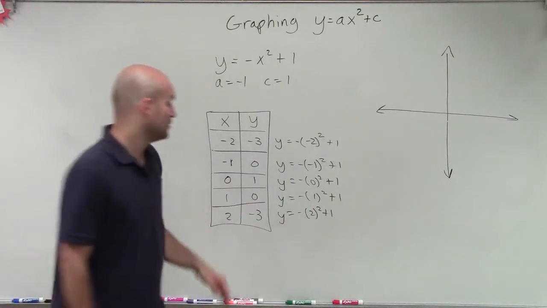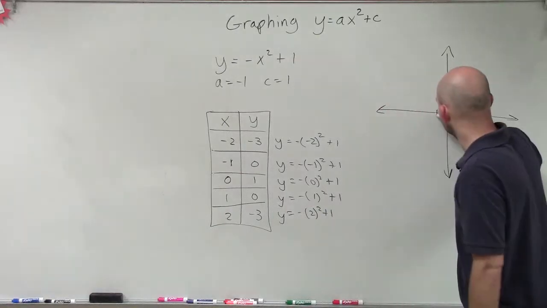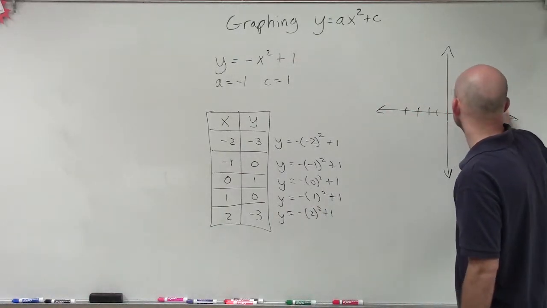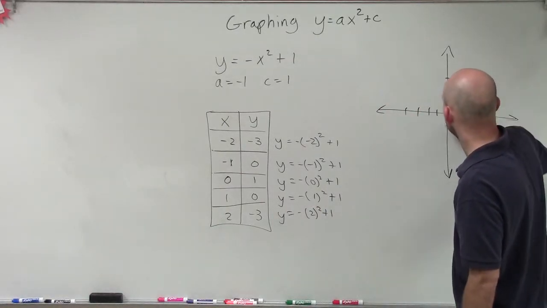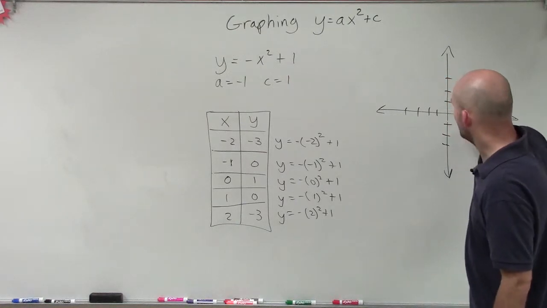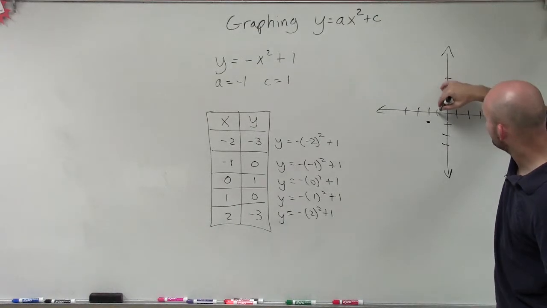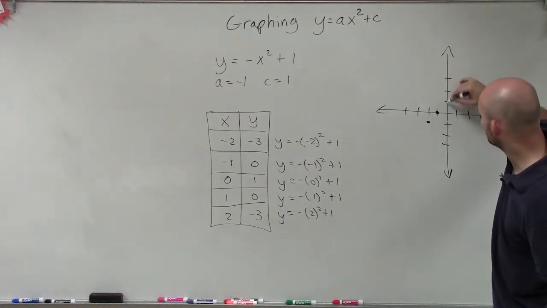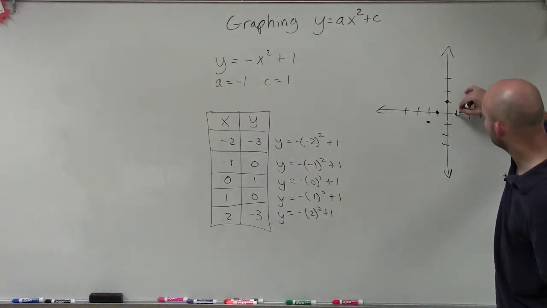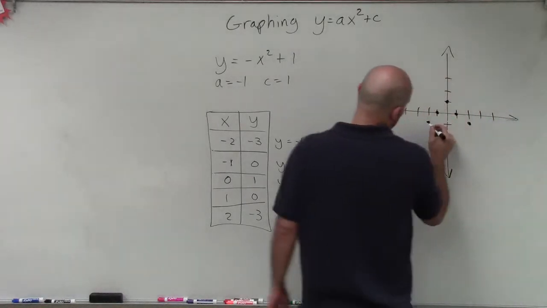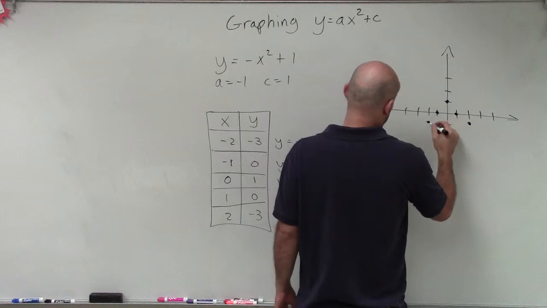Now I'm going to plot the points. So I have 1, 2, 3, 4, 1, 2, 3, 4, 1, 2, 3, 1, 2, 3. All right, so I go over to -2 and down to -3. Over to -1 at 0. Then 0, 1. Then +1, 0. Then +2, -3. All right, so now I'm going to try to do my best here.